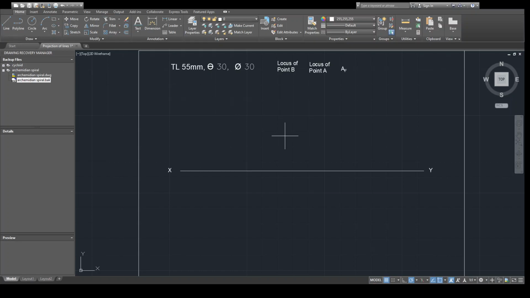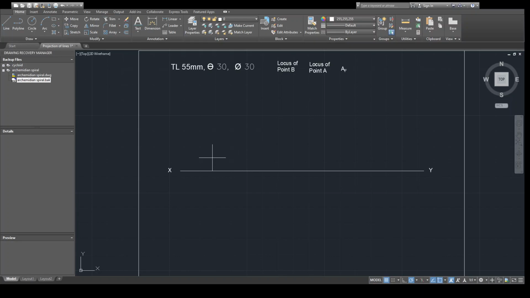So what we will do, first we will draw the true length. First we will assume that the line is parallel to VP and inclined to HP. What is the inclination with respect to HP? 30 degrees. And what is the true length? 55 mm. So in the first case, we will assume that the line is inclined to HP and parallel to VP.